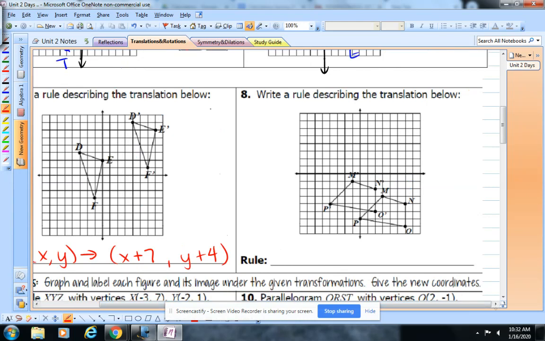It's easier to see on y'all's paper than it is on my screen for sure. So I'll start it. (x, y) arrow (x, y). Fill it in. I'm going to do P and P prime. Do 1 point, write the rule, and then check it with another point. It's probably the best bet.